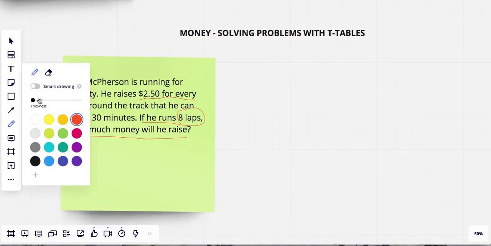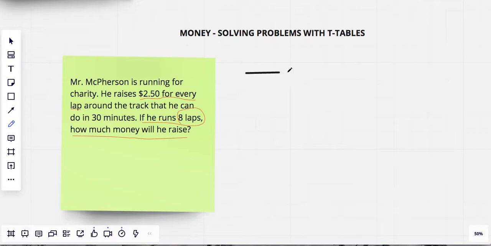So let's start off with a t-table, and we'll just draw it over here. I'm going to be keeping track of two things. One, I'm going to keep track of money, so I'm just going to put a dollar sign here to show that this side is keeping track of the money. And do you remember what I'm going to keep track of over here? Laps. That's right, how many laps that I run. So it's kind of like a two-step problem, where we're looking at a couple of moving parts.